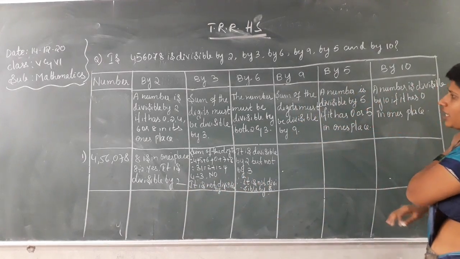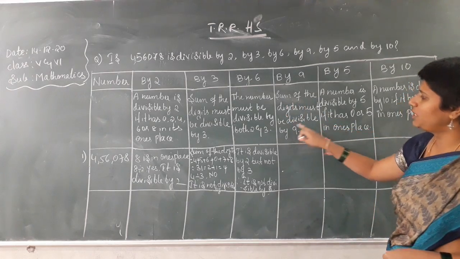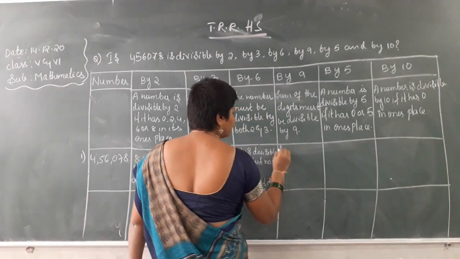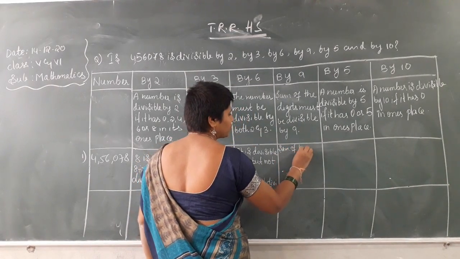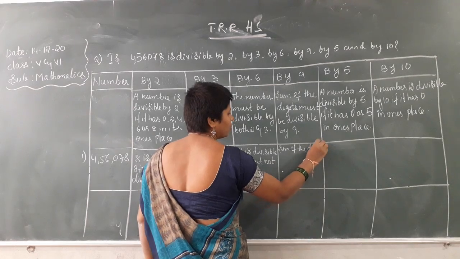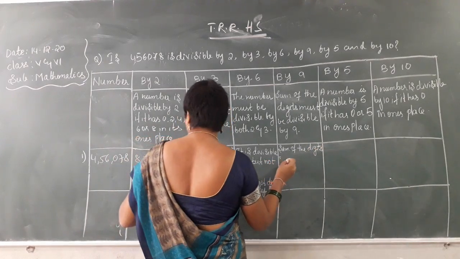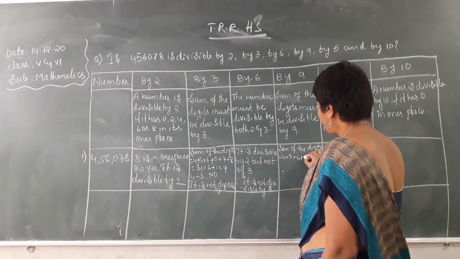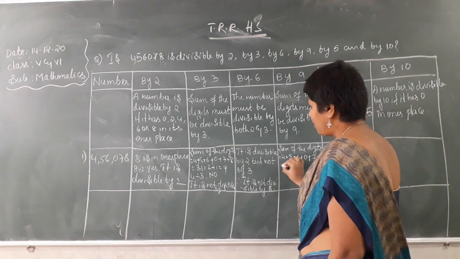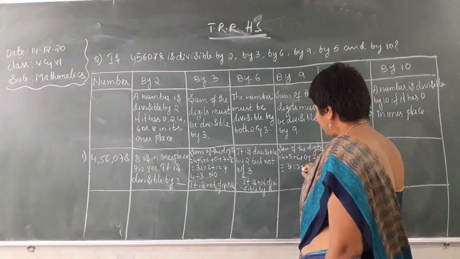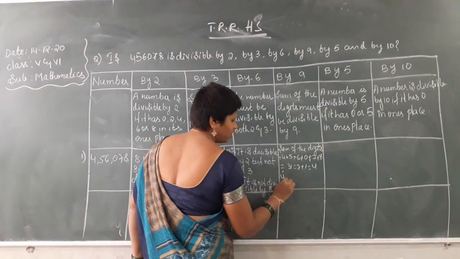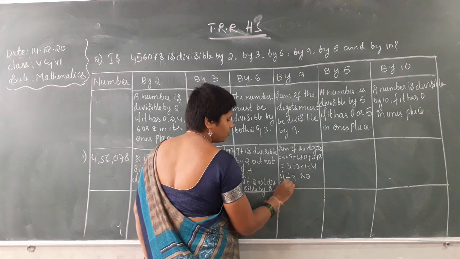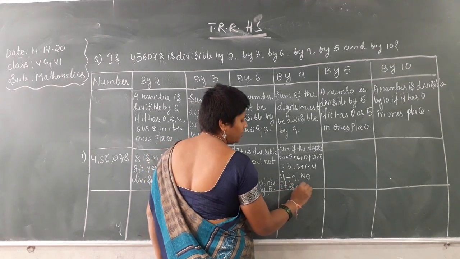Now coming to 9. For 9 also, the sum of the digits must be divisible by 9. So find out the sum of the digits. Already you have done it. Okay. Now write down here the sum of the digits. Again you add 4 plus 5 plus 6 plus 0 plus 7 plus 8. How much? 31. So 3 plus 1 how much? 4. Now is 4 divisible by 9? No. So you can write, it is not divisible.